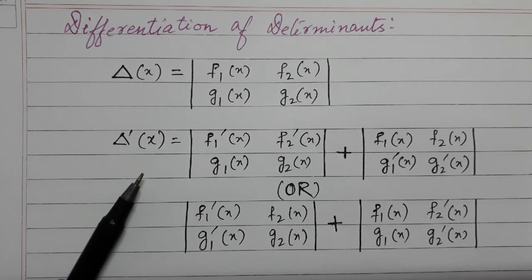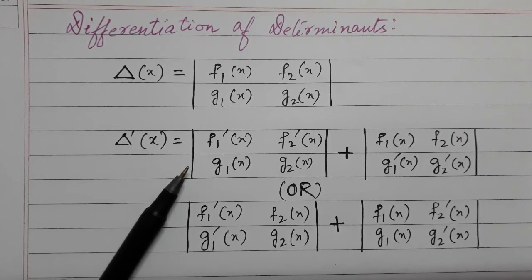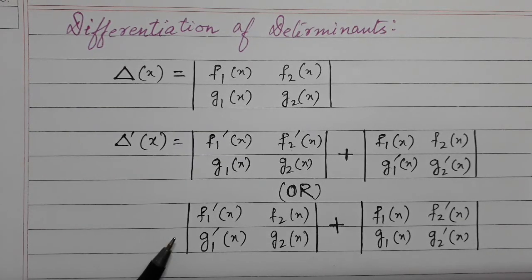So the differentiation of this determinant is the sum of two determinants, where in the first term all the functions in the first row are differentiated, and in the second term all the functions in the second row are differentiated. We can also do it column wise, that is the sum of two determinants, where in the first term the first column functions are differentiated, and in the second term the second column functions are differentiated.